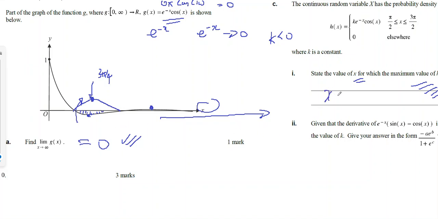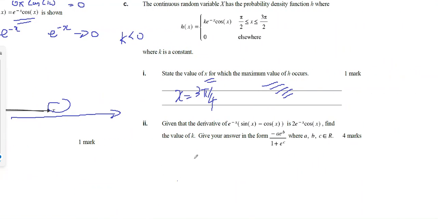So I'm going to say that x equals 3 pi on 4. I know it's not 7 pi on 4 because that's outside of the domain, because this goes from 2 pi on 4 through to 6 pi on 4, and 3 pi on 4 is the only one in there.